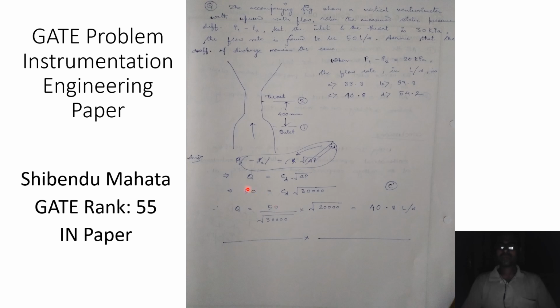So the key concept from this question is that we have to remember this particular equation, which is Q is equal to C D times square root of delta P.